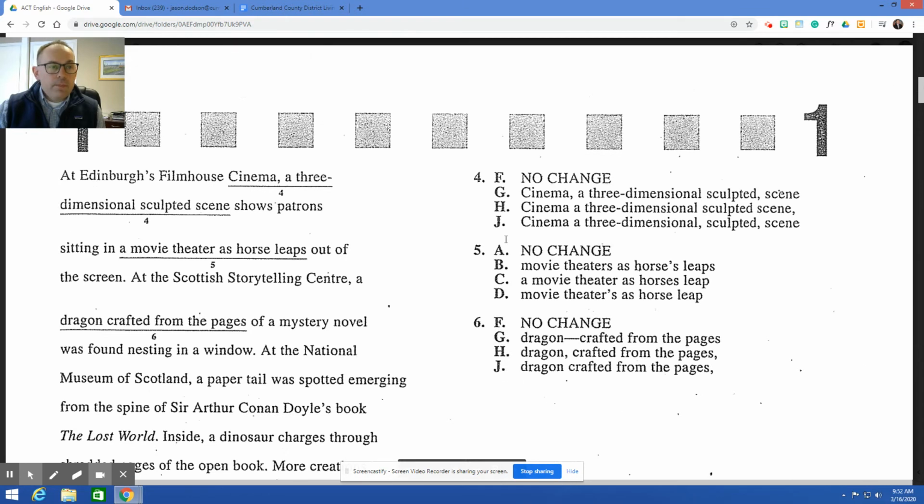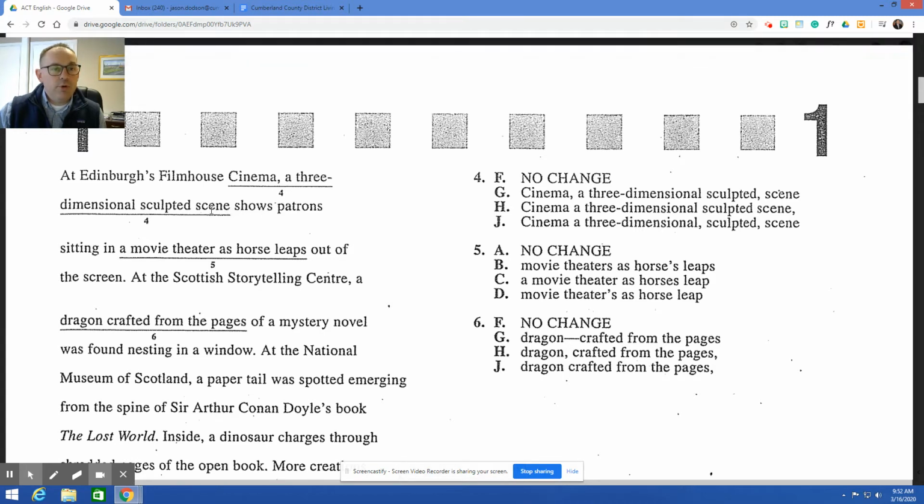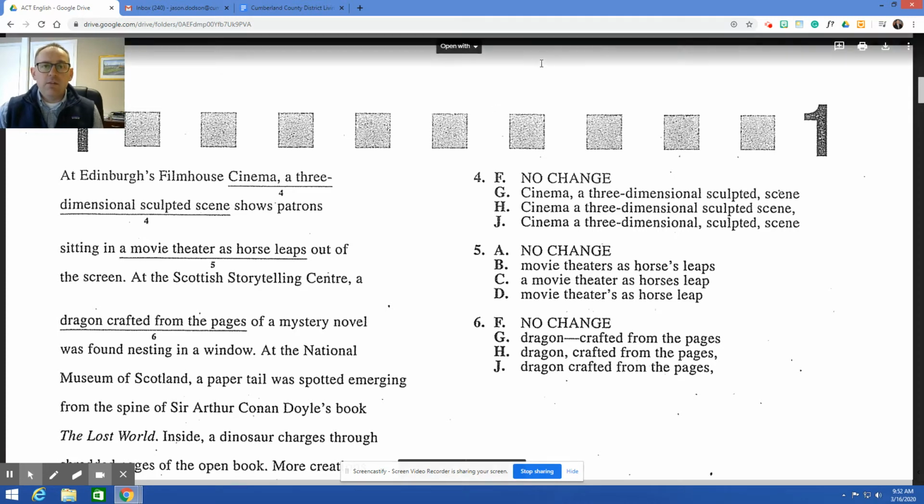Number 4, at Edinburgh's Film House Cinema, comma, a 3-dimensional sculpted scene shows patrons sitting. Now, as you read through that, the comma is necessary because it's marking off an introductory prepositional phrase. A 3-dimensional sculpted scene shows. There would be no need to put a comma between the subject and the predicate. So the way it is written is correct. Again, number 4 is a no change. So if you'll notice here, in the first 4 answer choices, 3 of them have been no change. So don't be reluctant to mark no change, especially at the beginning of a test.